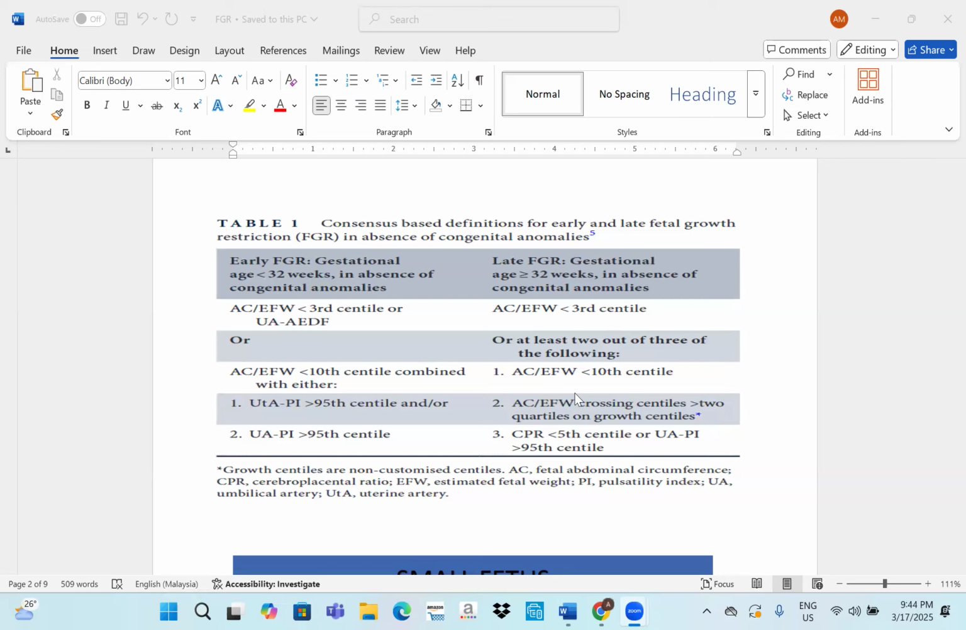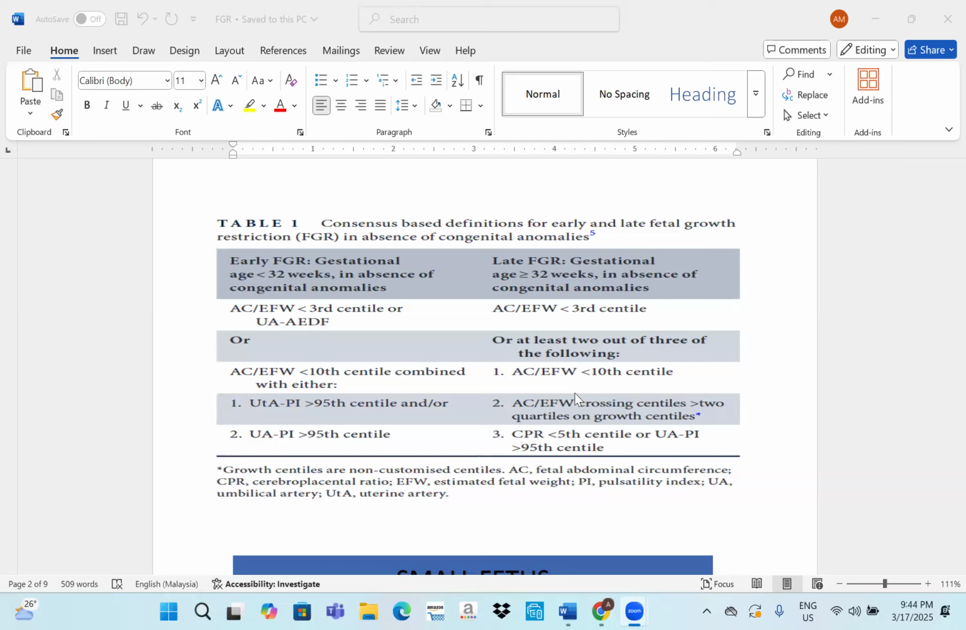Now let me recap these things again, because once you learn these things, the whole guideline is very easy. First thing we discuss about appropriate for gestational age, which is 10 to 90th centile. The third one is SGA, which means that it is less than 10 centile without any Doppler abnormality. The fourth thing we learn about FGR is either less than third centile, or if it is less than 10 centile, there is some Doppler abnormality.